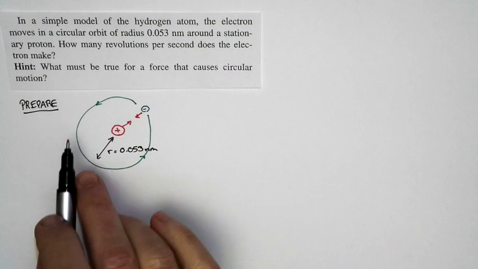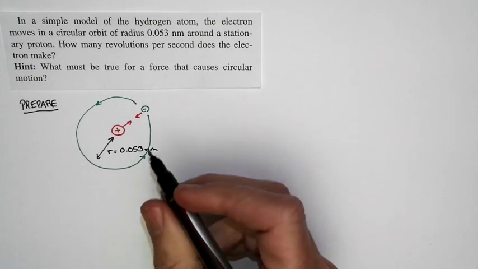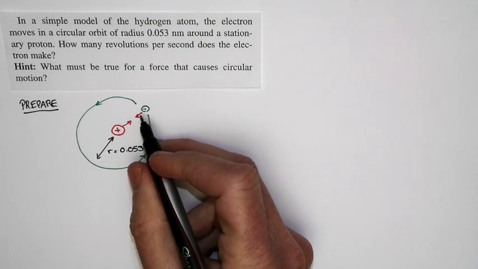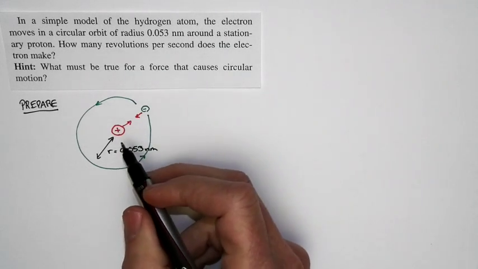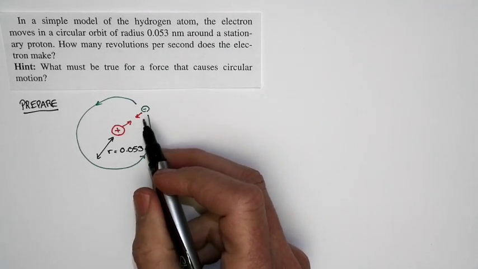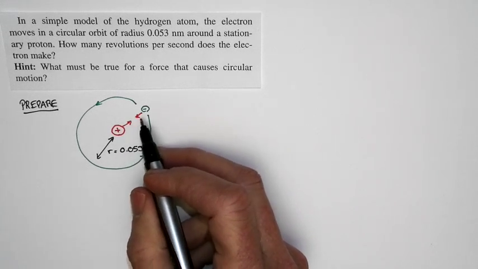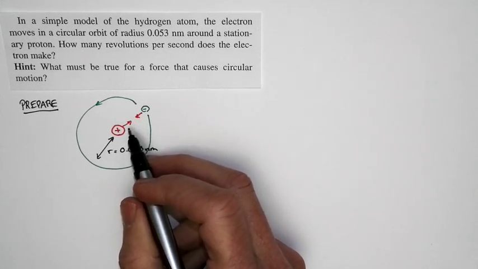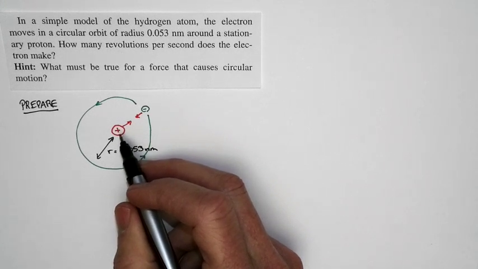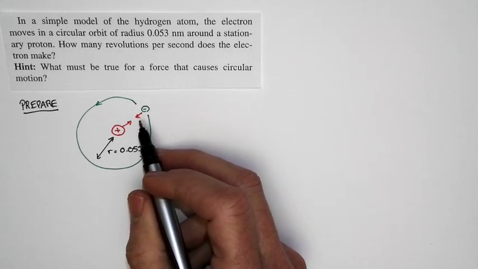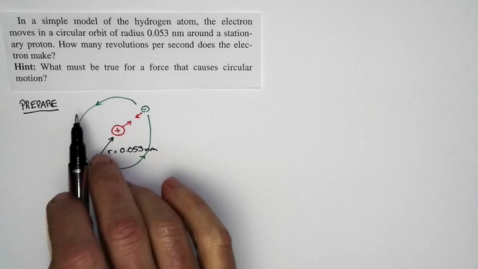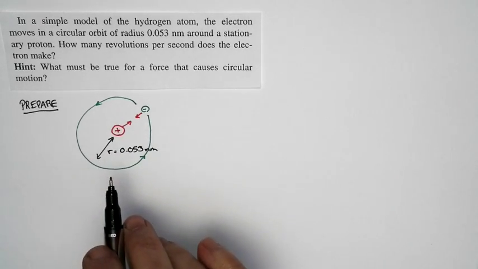If you want a particle to go into a circular orbit, there has to be a force directed towards the center of the circle. Now, the proton is significantly more massive than the electron, so let's assume that the proton's stationary. The forces between these two are equal and opposite, but from the point of view of the proton, that's not going to make very much acceleration. But for the electron, it's a significant acceleration, and it makes the electron go in a circular orbit.